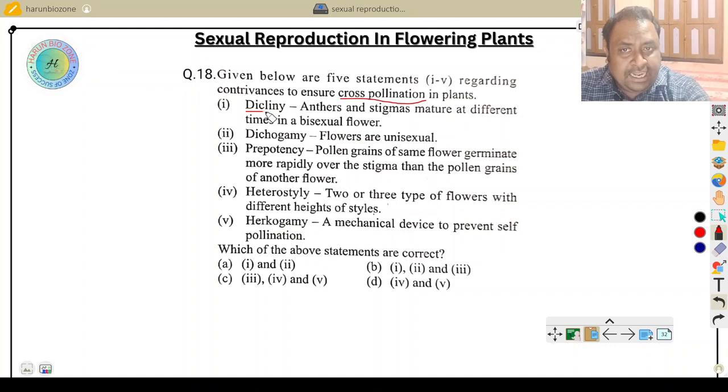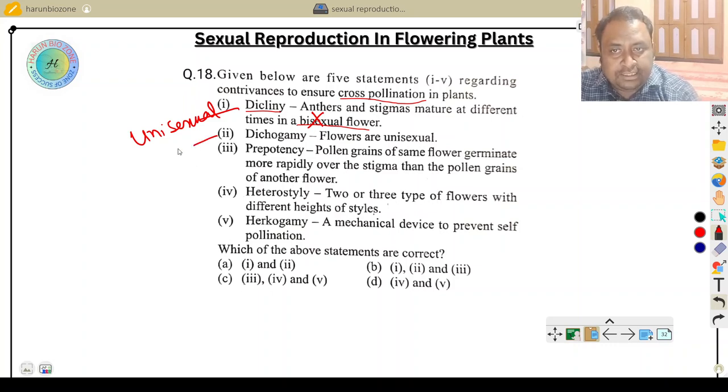First point is dicliny. Dicliny means unisexual flower, so this is not the answer. Dichogamy: flowers are unisexual, not this; this is a bisexual flower. The bisexual flower is called dichogamy.